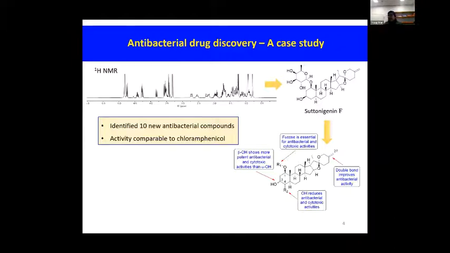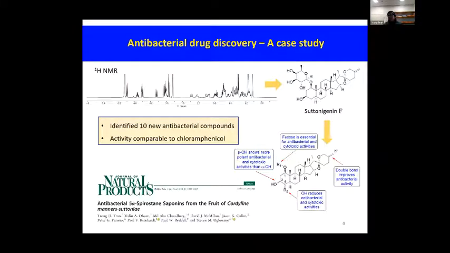And we also identified the other 9 analogs. They also show antibacterial activities, but different potencies. But they are very active and comparable to the antibiotic chloramphenicol. Further investigation of the structure-activity relationship of those compounds, which are all new, luckily we found several positions in the molecules that significantly affect the antibacterial activities. And these results were published last year in the Journal of Natural Products.